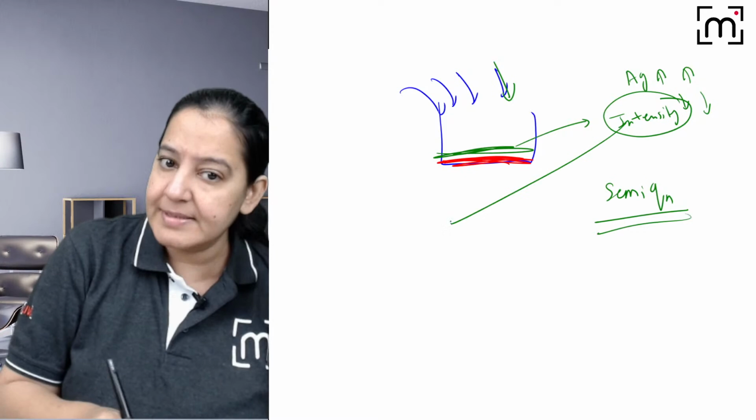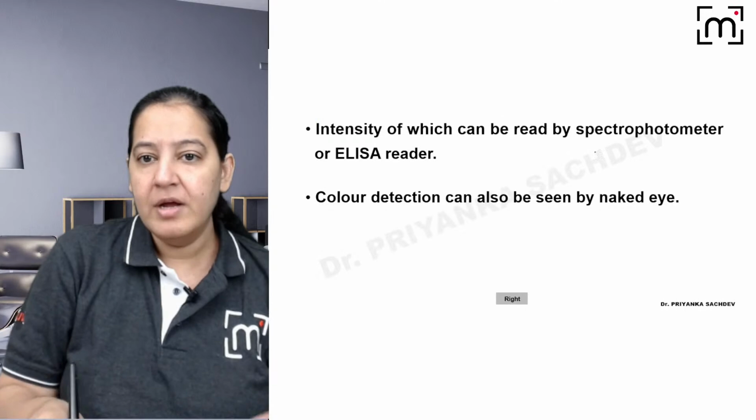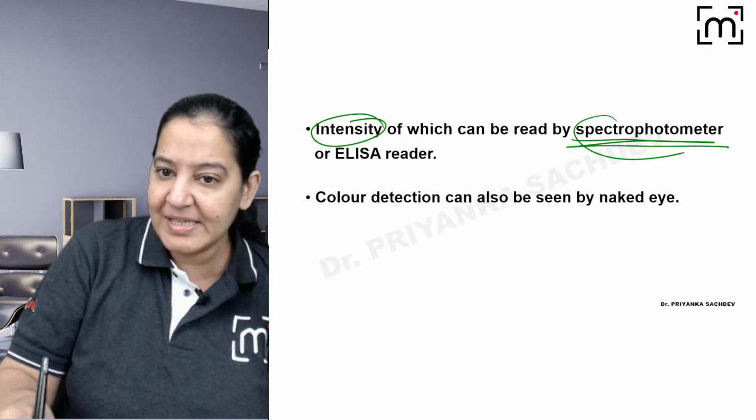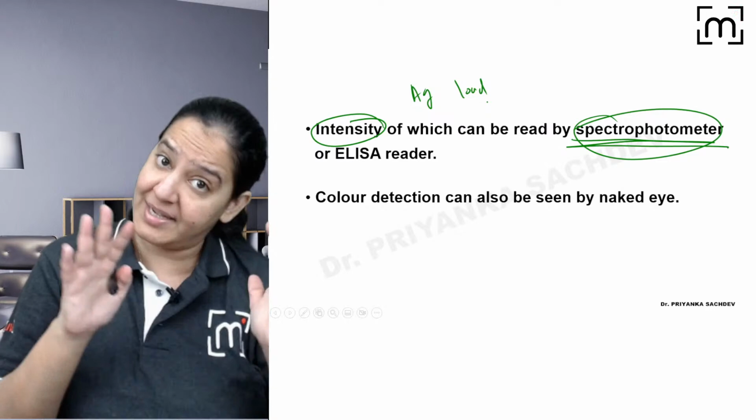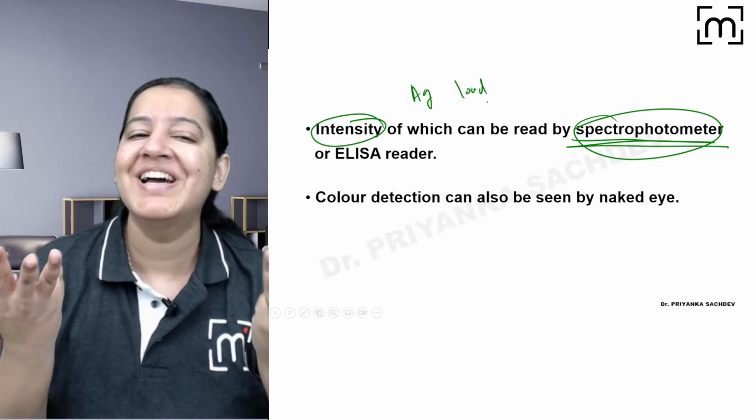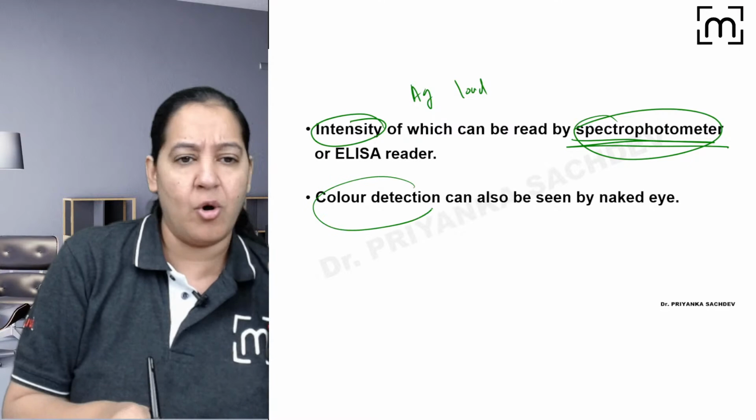So for that there is an instrument. It is known as a spectrophotometer, right? With the help of the spectrophotometer, we can measure the intensity of the color, and based on that we can decide the antigen load. How much antigen is present? If color change is there, even light or dark, antigen is present. But how much? For that we can use the spectrophotometer if we require. Color change can also be seen with the naked eye if a spectrophotometer is not available. Give me a thumbs up, everyone.